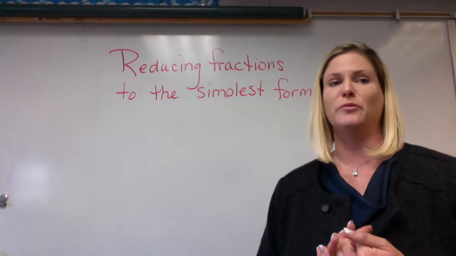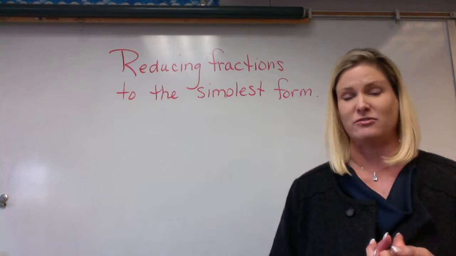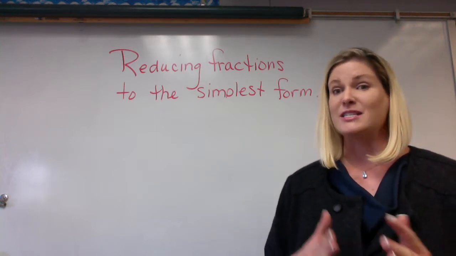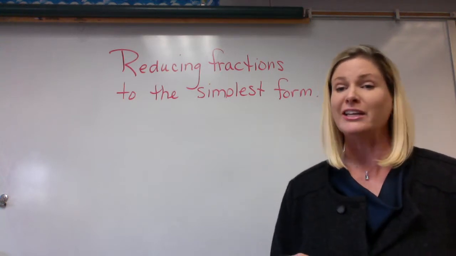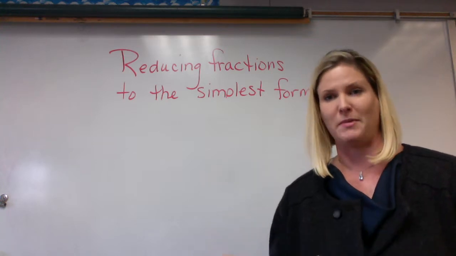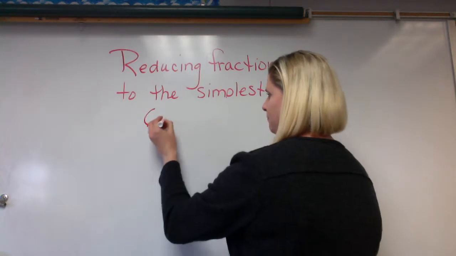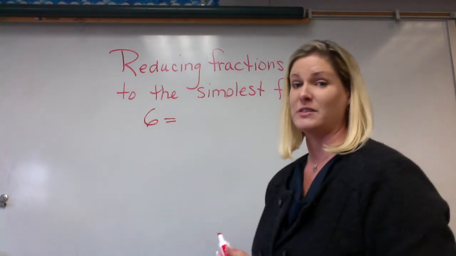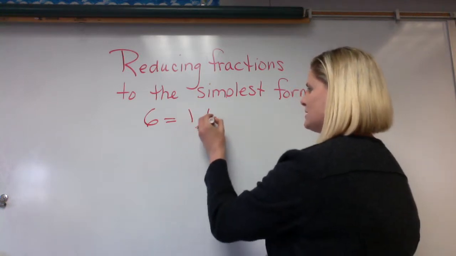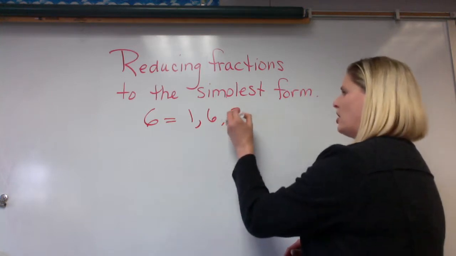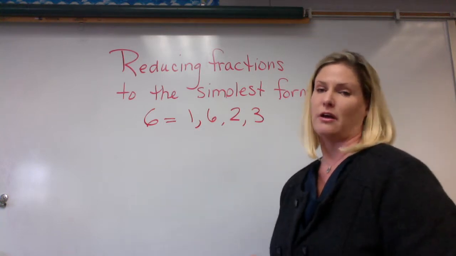The definition of a simplest form is a fraction is in simplest form when the numerator and the denominator have no other common factors than the number 1. Let's remind ourselves of what a factor is. A factor is any number that multiplies by another to get a common answer. So, for instance, if we have the number 6, we want to find the factors of the number 6. So any two numbers that you can multiply together to get 6. Obviously 1 and 6, those are our favorites, and then also 2 and 3. So 1 and 6, 2 and 3 are factors of number 6.